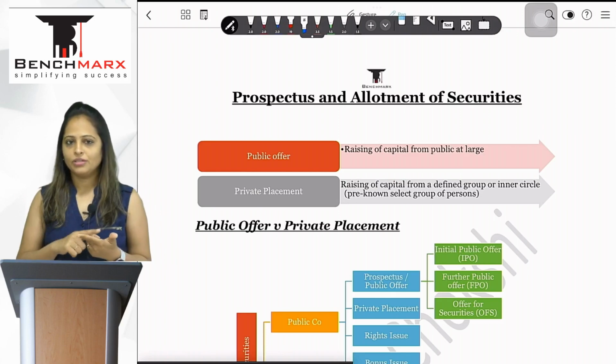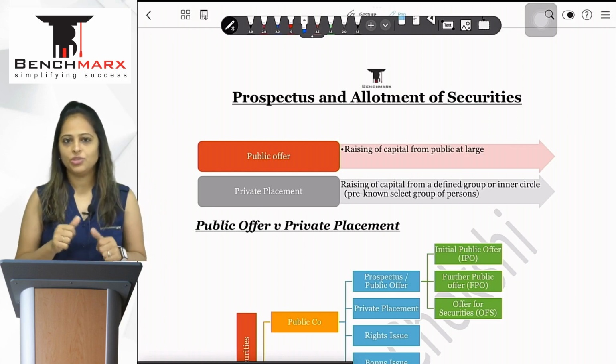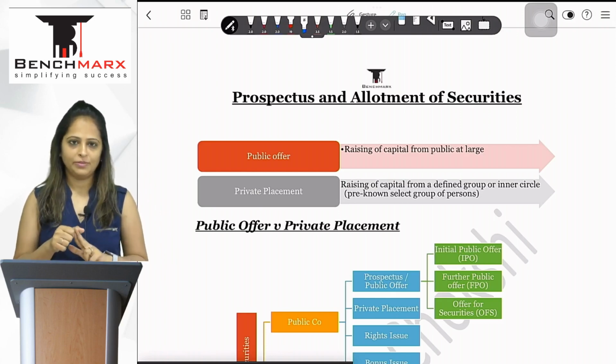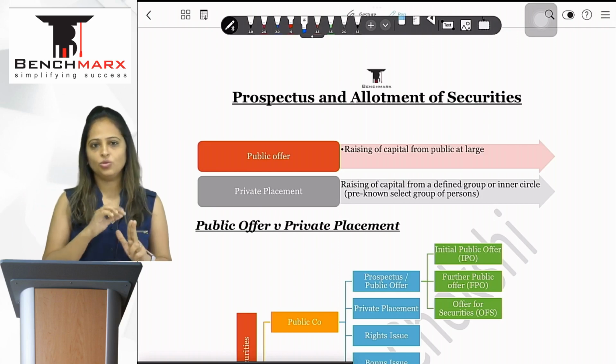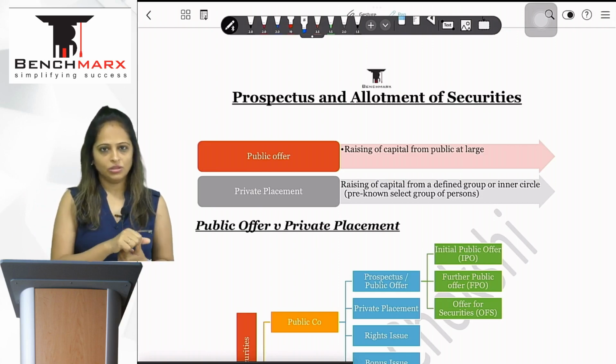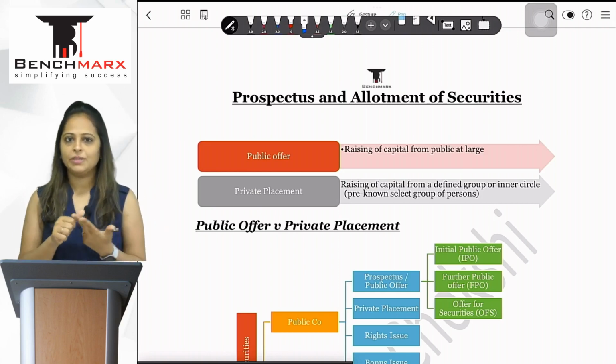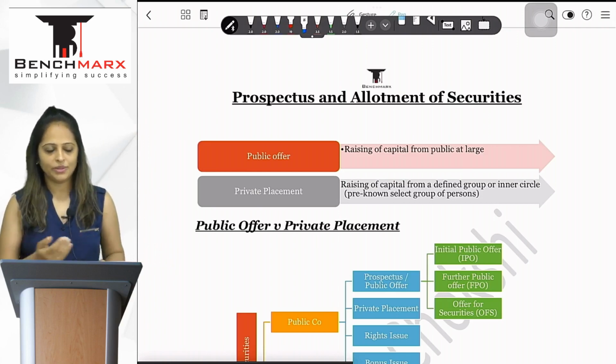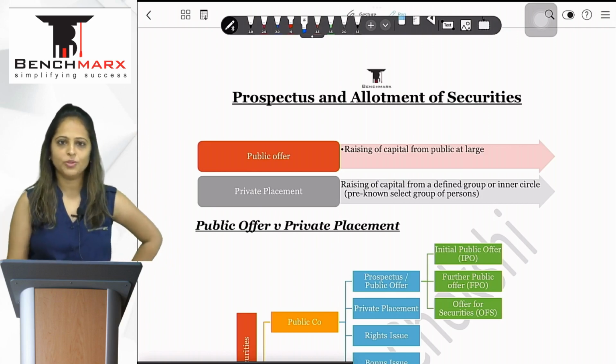And if you are a private company, you can do only bonus shares, right shares and private placement. A public company can do all four. It can do public issue of shares, private placement, bonus shares and right shares. So if you are a public company, you will be required to issue a prospectus.